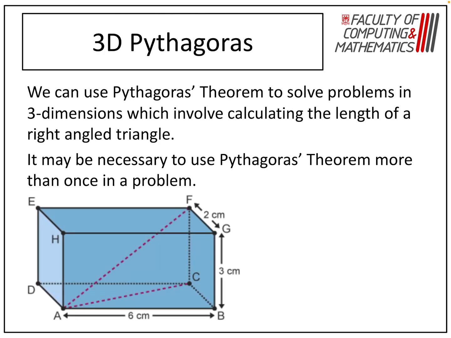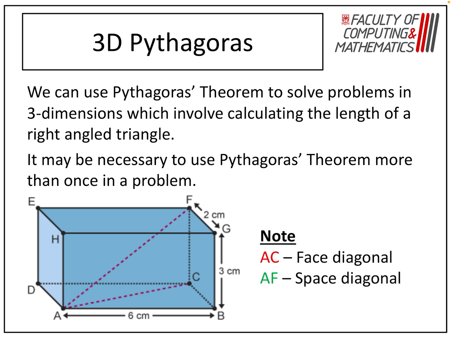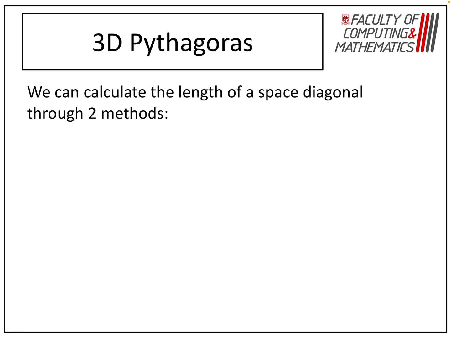So for a little bit of terminology, looking at the cuboid there, the diagonal denoted by AC is what we would refer to as a face diagonal because it is a diagonal length that goes along the face of our 3-dimensional shape. The diagonal denoted by AF is what we would call a space diagonal because it is a diagonal that goes through the space of our 3-dimensional shape. So that's what I'll be referring to from here on out.